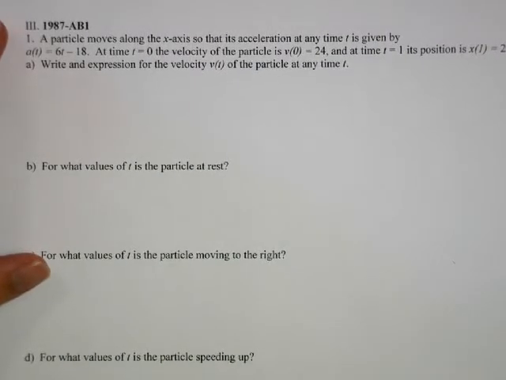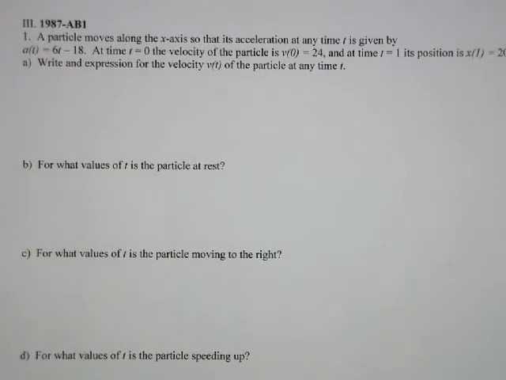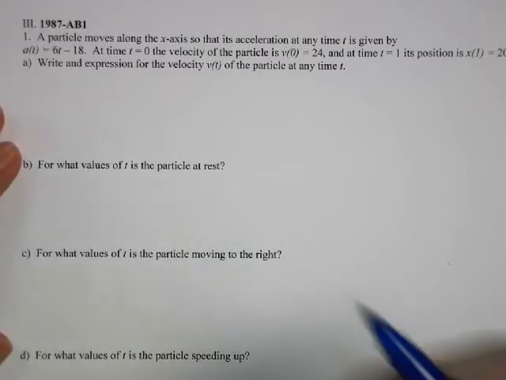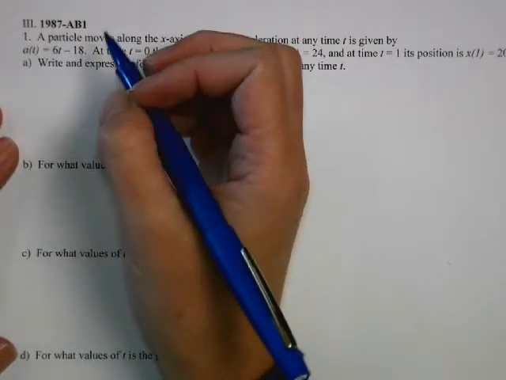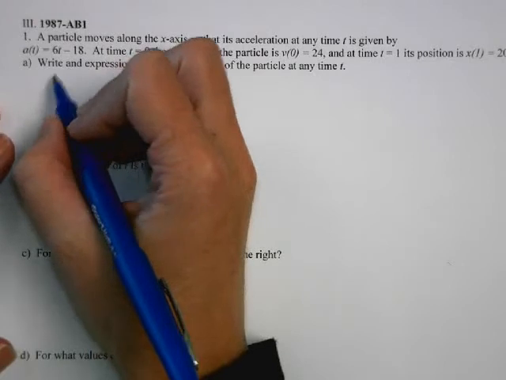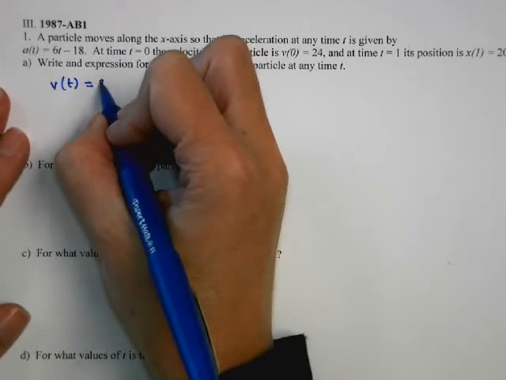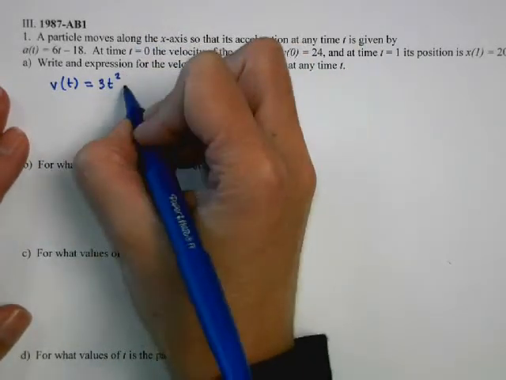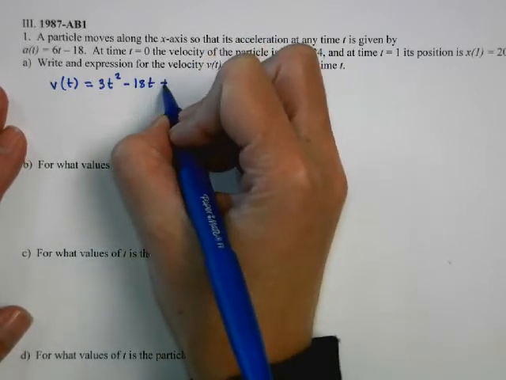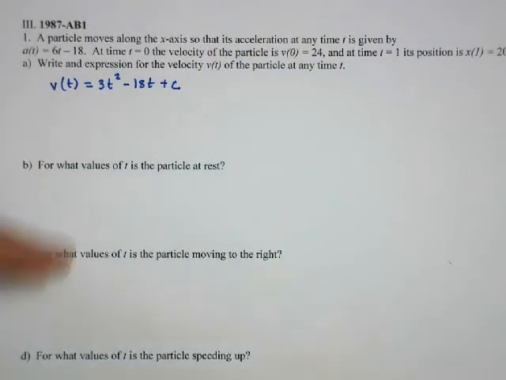So the first thing we're going to do here is write an expression for its velocity. Remember, in our derivatives, we start with position, take its derivative to get velocity, take its derivative to get acceleration. Well, we have acceleration, so we need to take the antiderivative to get the velocity. So the antiderivative of this is going to be 3t squared minus 18t plus c. Because when we take the derivative, the constant goes away. When we do the antiderivative, we have to add in a constant.